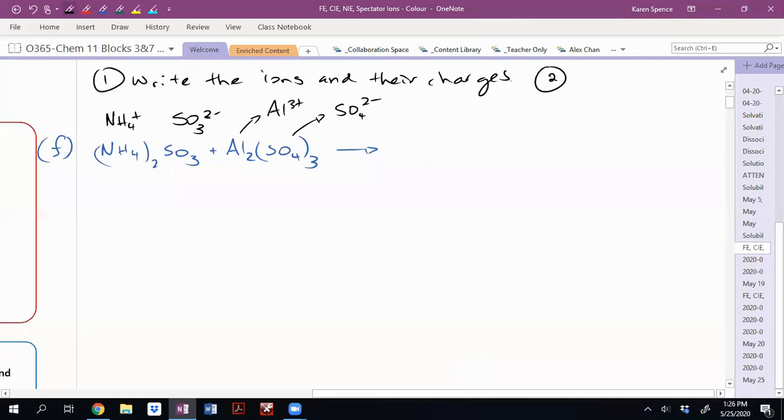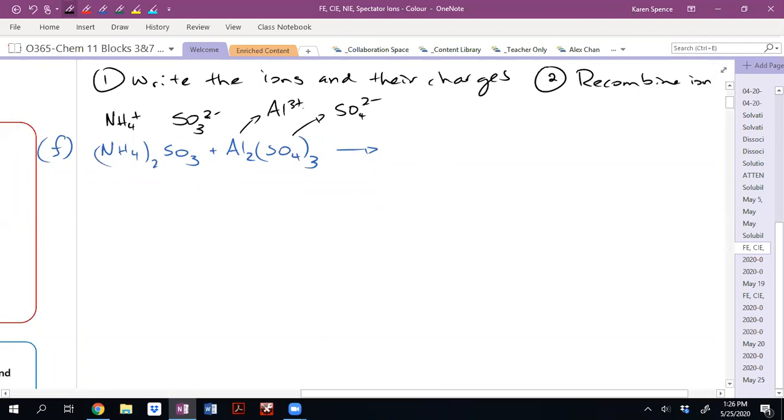What do we do next? We know the ions, we know their charges. We're trying to get eventually to the complete ionic, net ionic equation. Put the anions and the cations together. We recombine the ions.